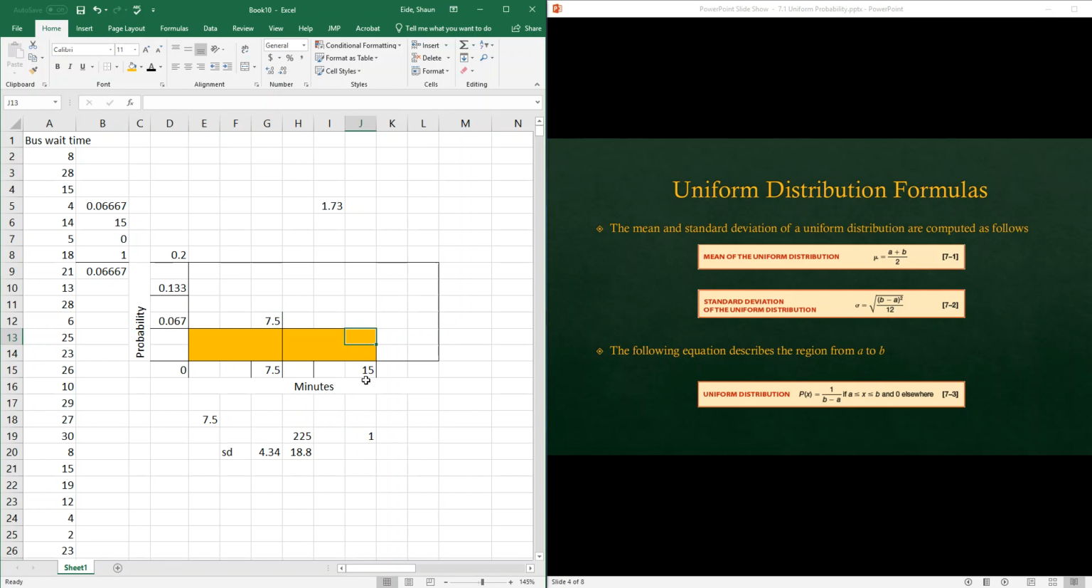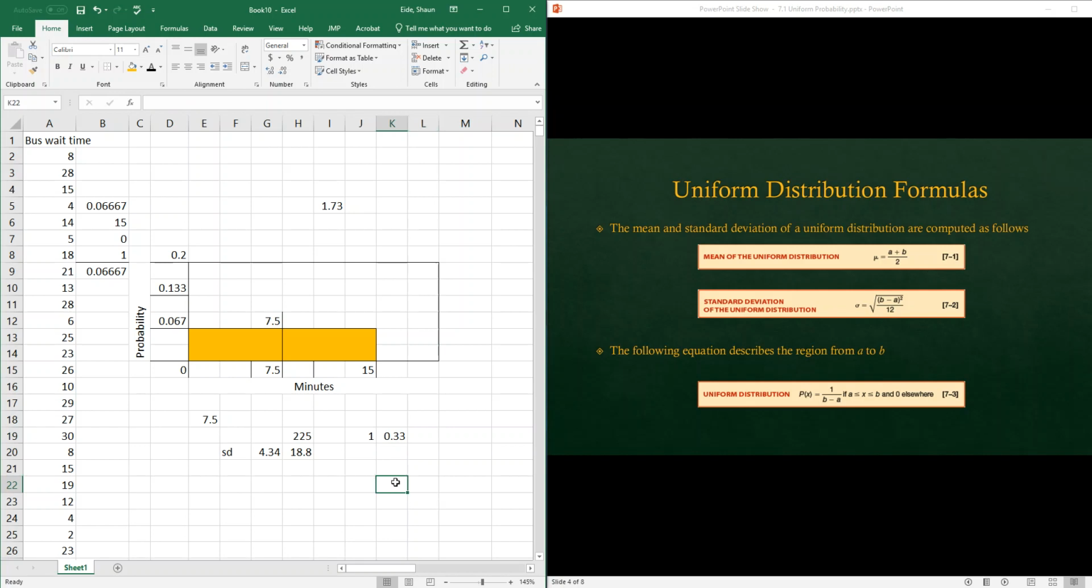So if we wanted to find out what about individuals who wait from 10 to 15 minutes? Well, we have 15 minutes on the length right here, but if we're looking at just 10 to 15 minutes, then we've only got 5. Okay, so then we have equals 5 multiplied by 0.067, and we can find out that 0.33 is the probability of an individual waiting 5 minutes for the trolley.